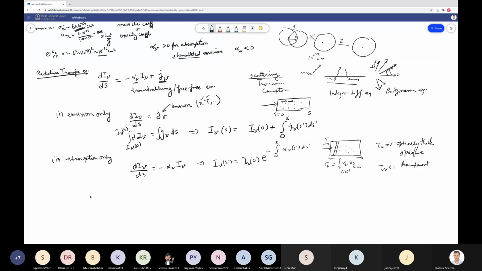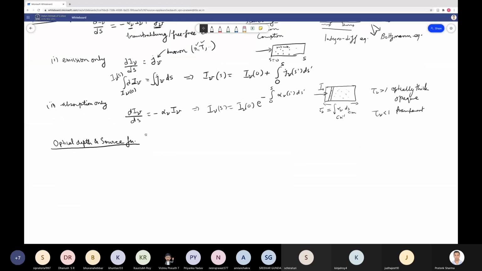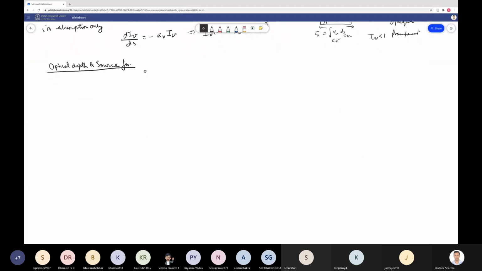So let's introduce this optical depth. Rather than using the absorption coefficient and the source function, there are some more terms. As you can notice, there are so many terms in this course already, but they are actually rather simple. All you have to be attentive about is the units.